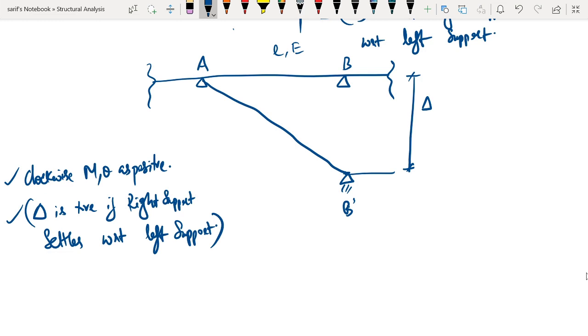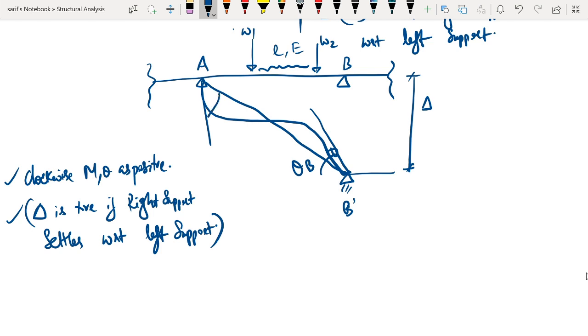Now let us draw the deflected shape of the beam. So there is some arbitrary loading on the beam. Let us call it W1, W2. It may be a UDL also. Those are arbitrary loadings. And if you draw the deflected shape, let us assume all the displacements as well as the rotations as well as the moments as positive. So here also you will be having a clockwise rotation, and at this end also a clockwise rotation. If you draw the tangent, the rotation here will be theta b, and the rotation here will be theta a.